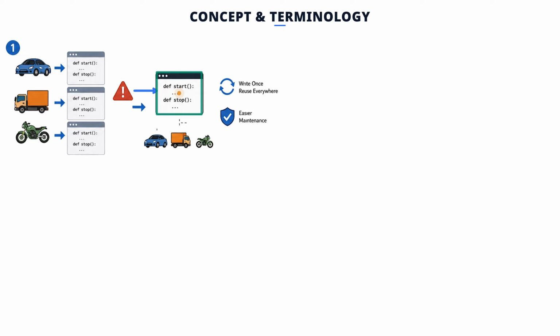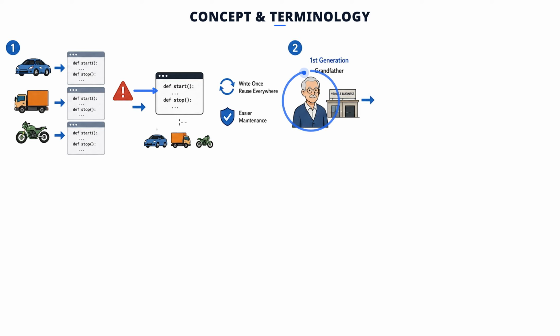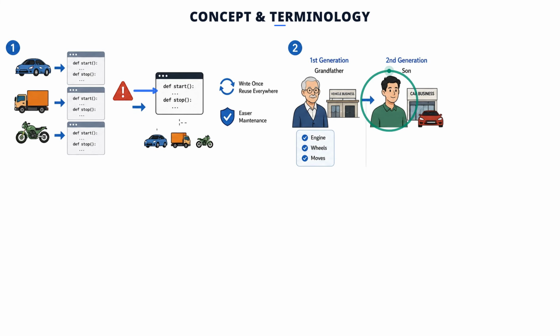To make this intuitive, think about the evolution of a family business. In the first generation, a grandfather establishes a general vehicle business. He sets the absolute foundational rules that every vehicle must have an engine, wheels, and be able to move. Next, the son inherits this business to specialize in cars. He doesn't throw away his father's rules. He keeps them and simply adds new features like air conditioning and doors.